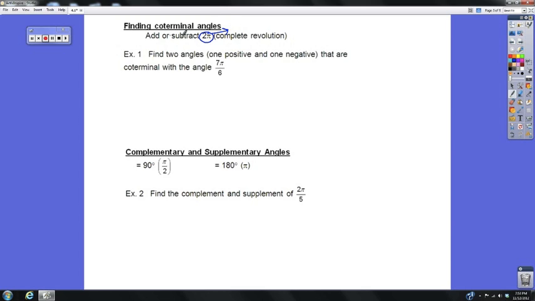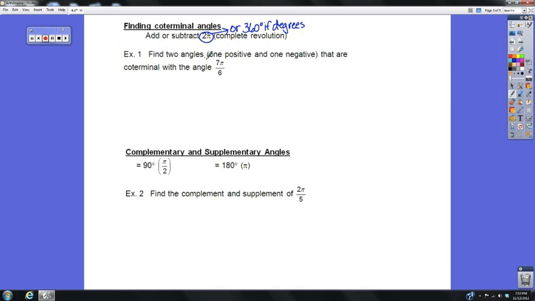So let's add or subtract 2 pi, or 360 if you're dealing with degrees. Okay, because I know there's some in the homework where you're dealing with degrees and we just don't have examples on here. So you're going to add or subtract 2 pi, or you're going to add or subtract 360 if you're dealing with degrees.